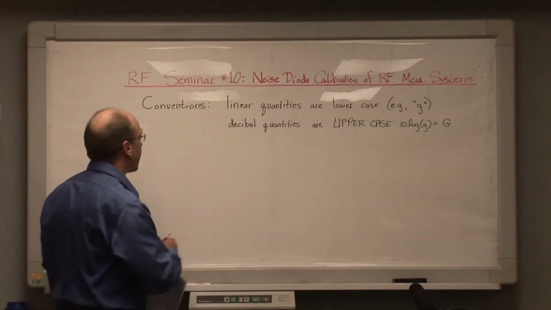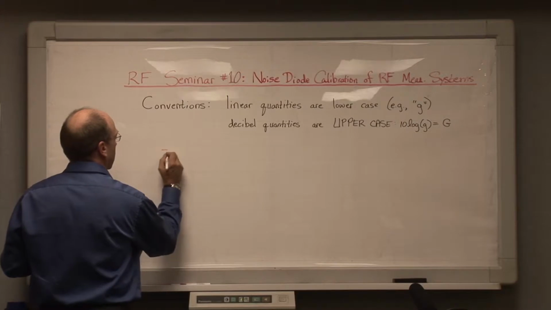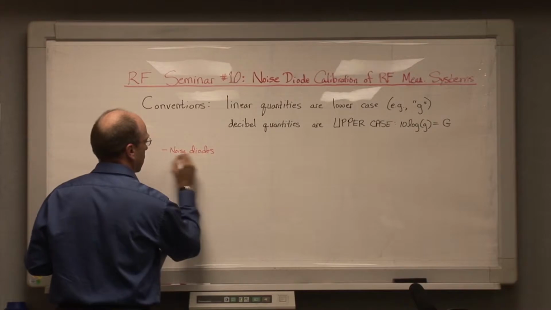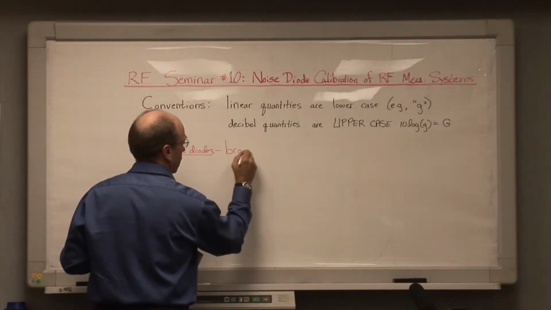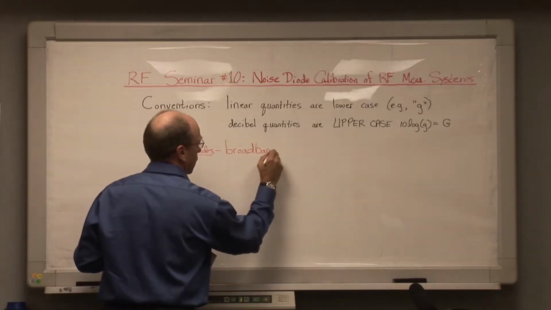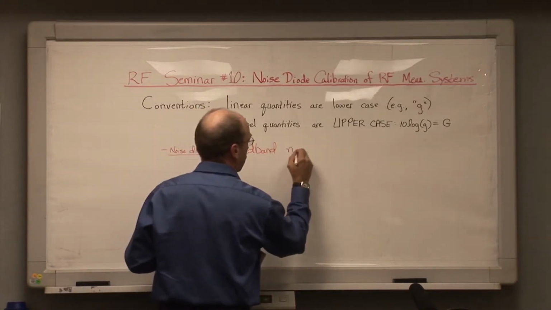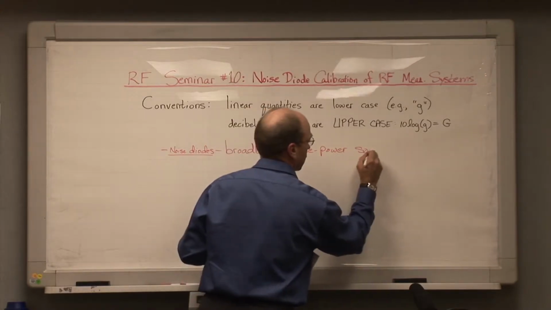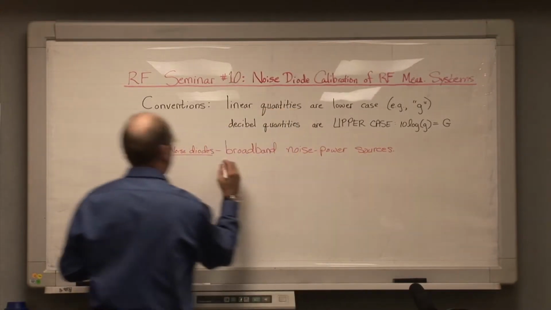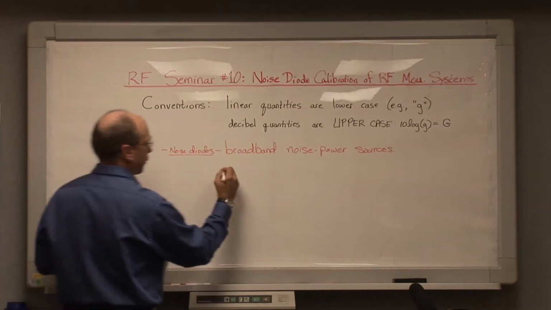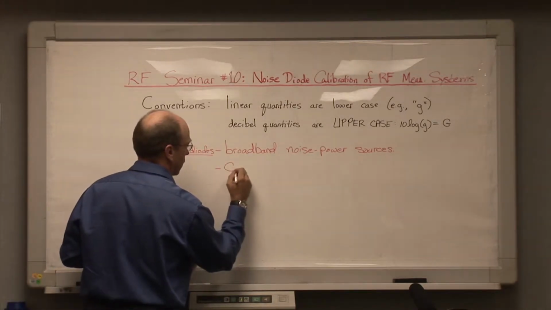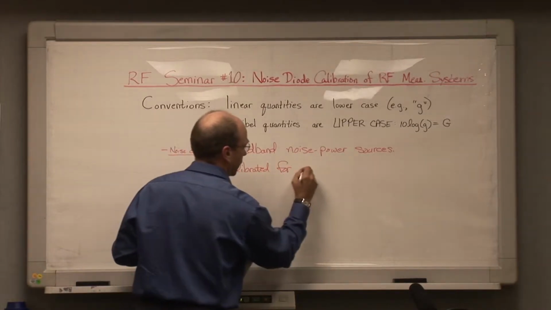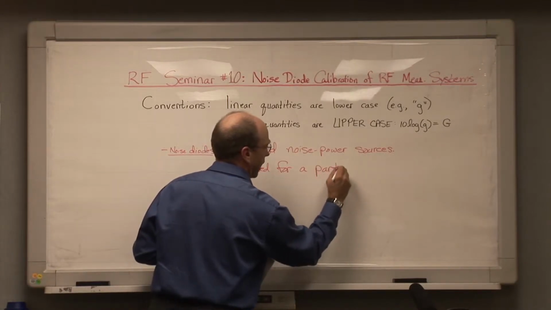Now, noise diodes. First of all, noise diodes are broadband noise power sources. They are normally, and in fact to be useful they need to be, calibrated for a particular power output. We'll talk more about that.